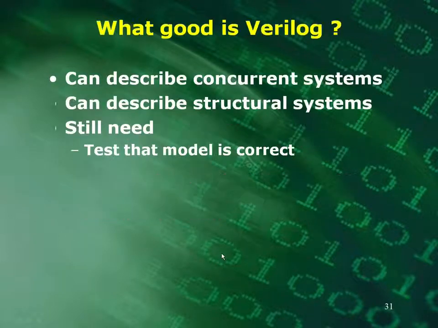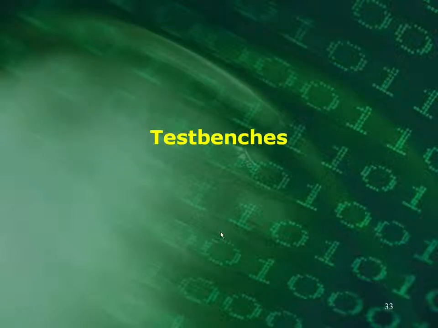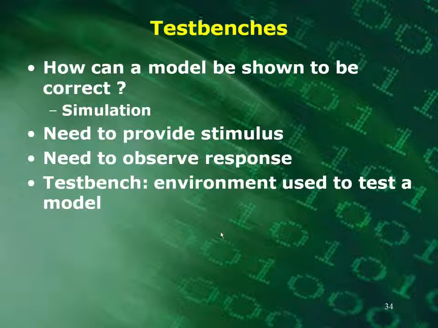So we're going to go back to what good is Verilog. So far, we've learned that we can describe concurrent systems and structural systems, but we still need to be able to test that a model is correct. That's where test benches come in. How can we be sure that a model is going to be correct? Well, we do that through simulation. We need to be able to provide a stimulus, and we need to be able to observe the response of the system. So we create what's known as a test bench, which is an environment used to test a model.